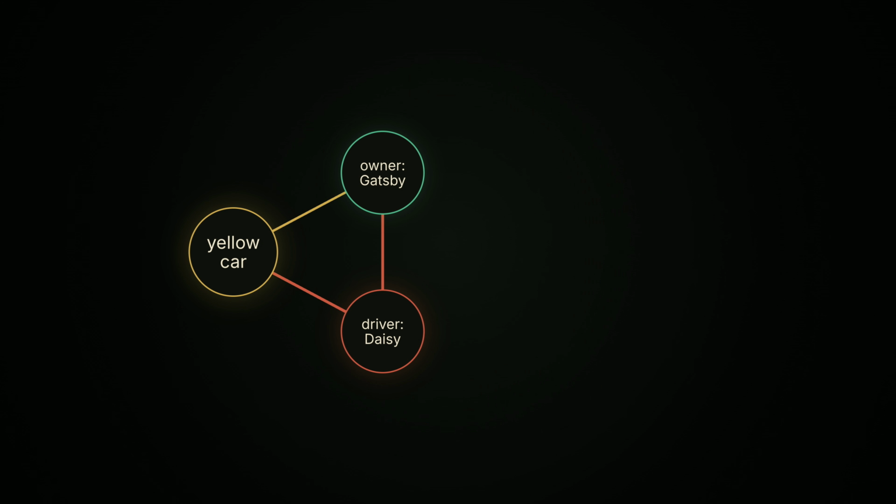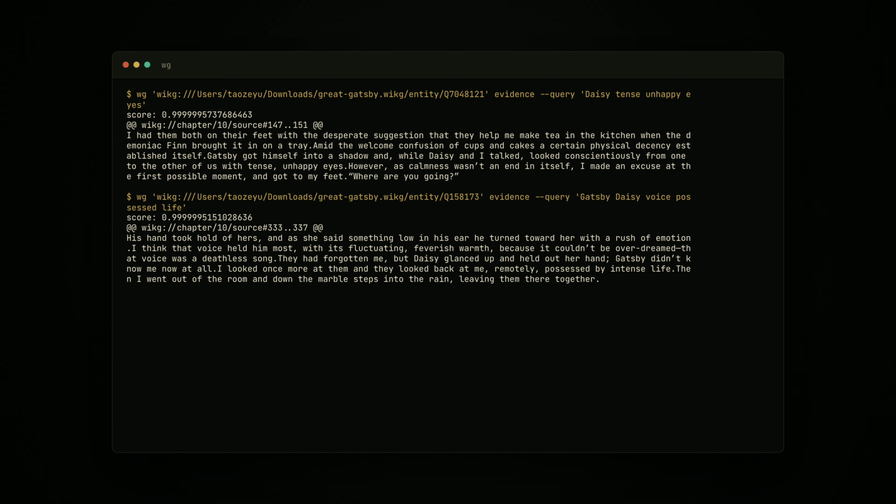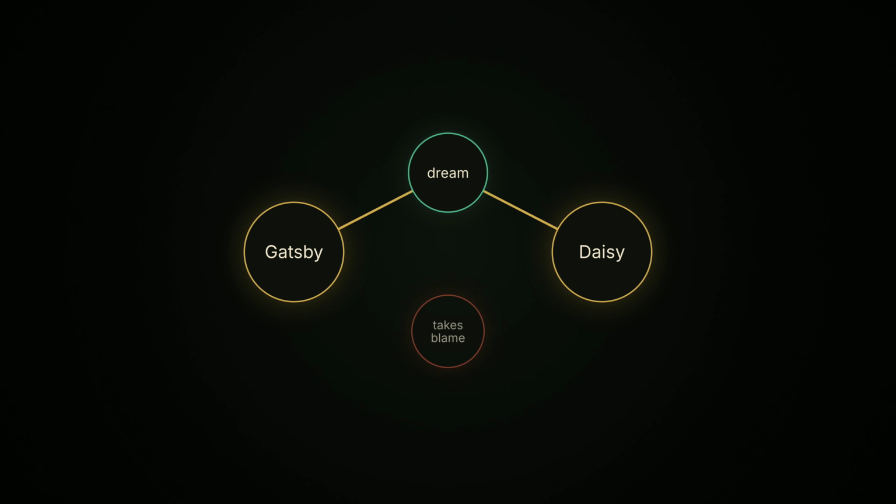But when we open the evidence, the story becomes more complicated. Daisy was driving, and Gatsby says he will take the blame. So the graph separates two things that are easy to collapse together: ownership and agency. Gatsby owns the car, but Daisy drives it. The accident points to Daisy, while the blame moves back toward Gatsby.